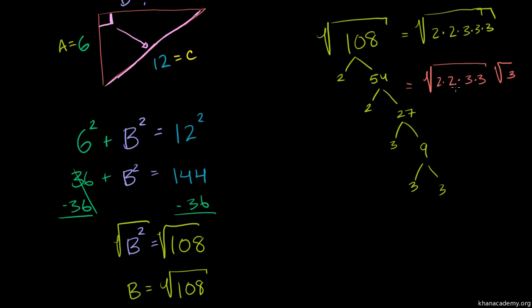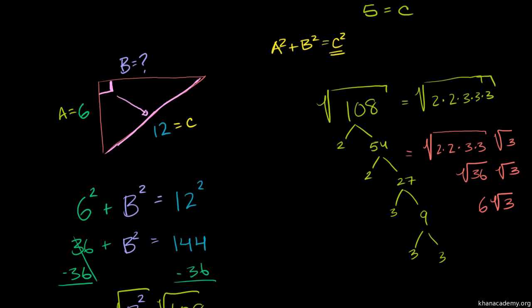What is this? 2 times 2 is 4. 4 times 9, this is 36. This is the square root of 36 times the square root of 3. The principal root of 36 is 6. So this simplifies to 6 square roots of 3. So the length of b, you could write as square root of 108, or you could say it's equal to 6 times the square root of 3. This is 12, this is 6, and the square root of 3, well, this is going to be 1 point something something, so it's going to be a little bit larger than 6.